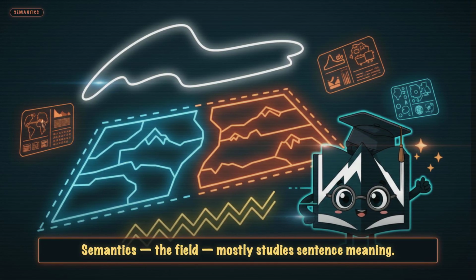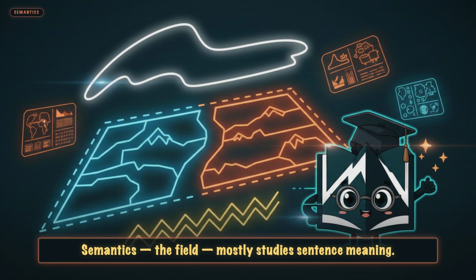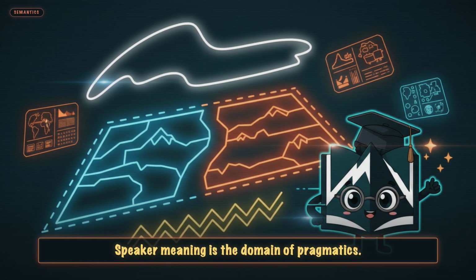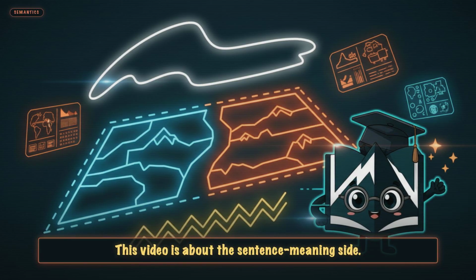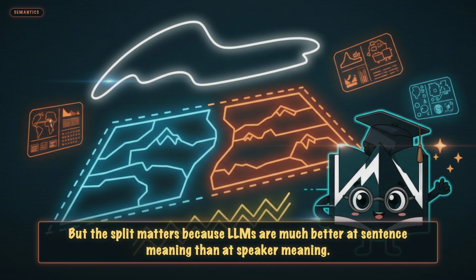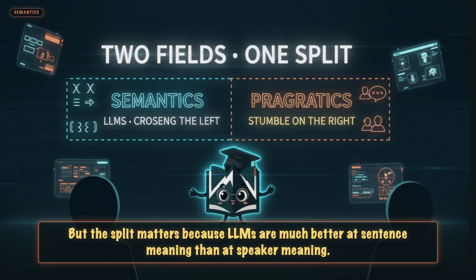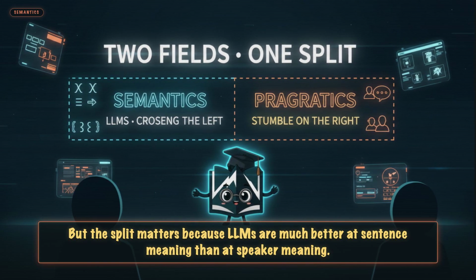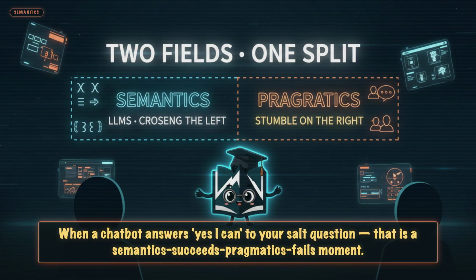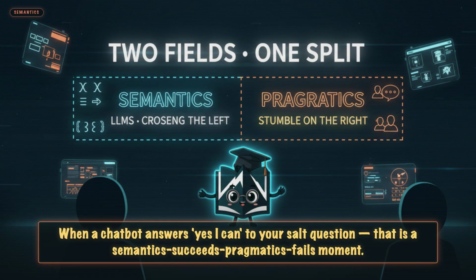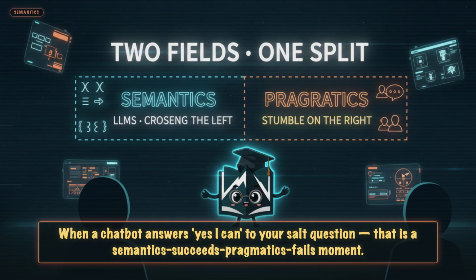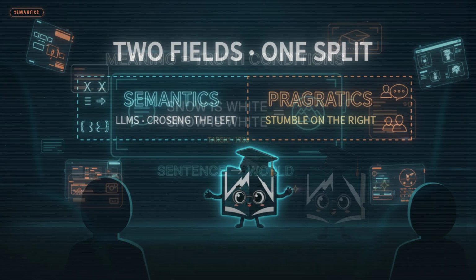Semantics, the field, mostly studies sentence meaning. Speaker meaning is the domain of pragmatics. This video is about the sentence meaning side, but the split matters because LLMs are much better at sentence meaning than at speaker meaning. When a chatbot answers "yes, I can" to your salt question, that is a semantics succeeds, pragmatics fails moment.